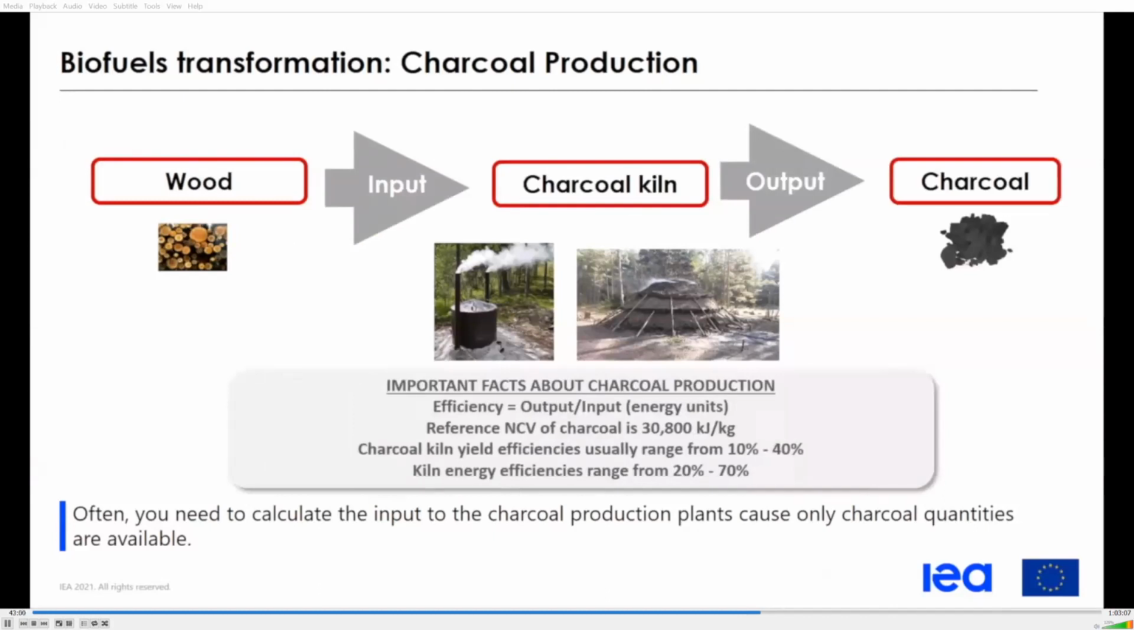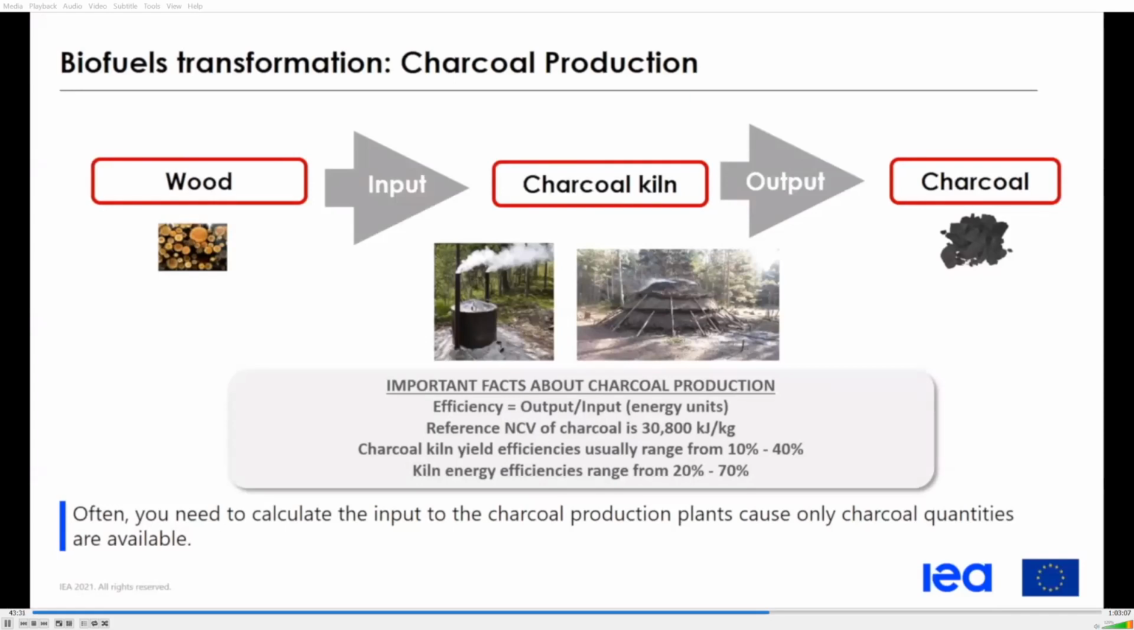So, important facts about charcoal production. The efficiency, of course, is the output divided by the input, in energy units; we focus here on the energy content. So the reference NCV of charcoal that we use in our statistics is 30,800 kilojoules per kilogram. And the charcoal kiln efficiency that we usually expect is between 10 and 40%.